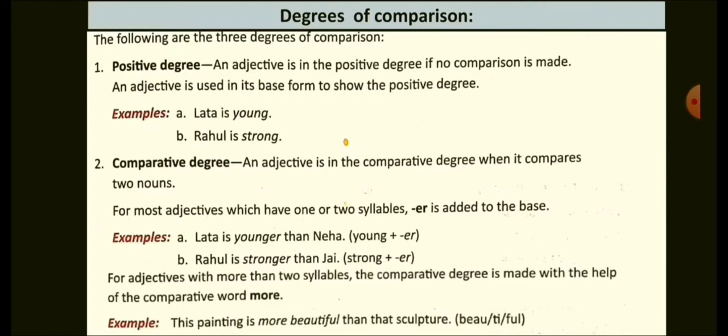Number 2, comparative degree. An adjective is in the comparative degree when it compares two nouns. For most adjectives which have 1 or 2 syllables, er is added to the base. For example, Lata is younger than Neha. Rahul is stronger than Jay. For adjectives with more than 2 syllables, the comparative degree is made with the help of the comparative word more. For example, this painting is more beautiful than that sculpture. Here beautiful is having 3 syllables. So more has been used here with beautiful.